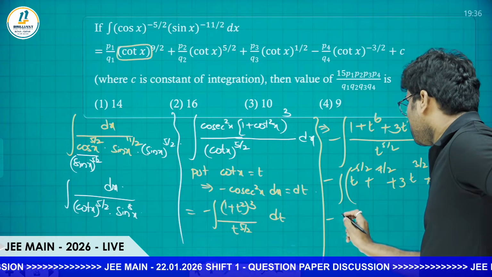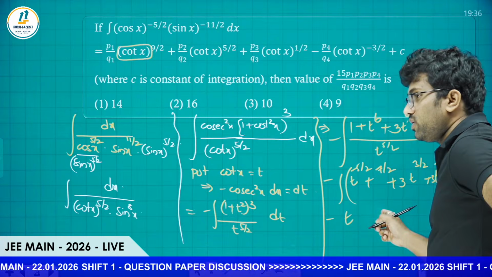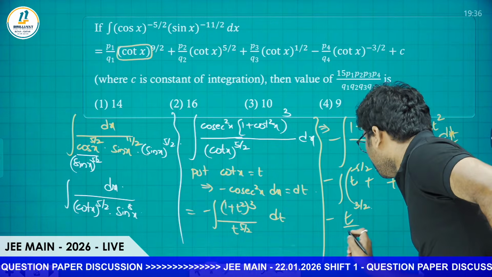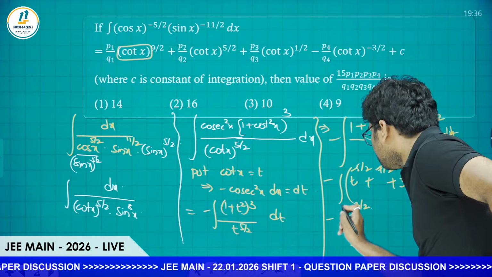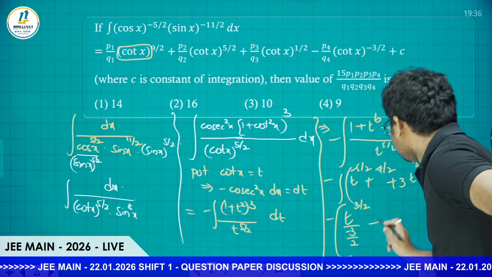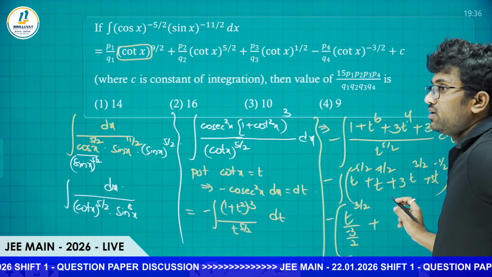If we solve, with the minus sign, t power minus 5 by 2 plus 1 will be minus 3 by 2, divided by minus 3 by 2, plus t power 7 by 2 plus 1 is 9 by 2.